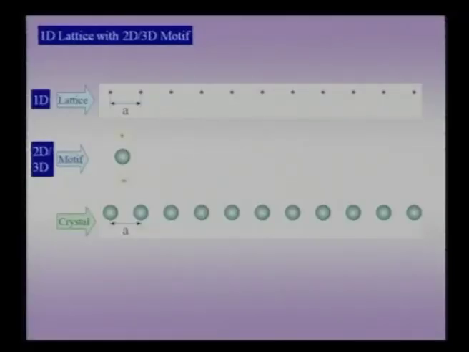An example here was a circle, which could be a two-dimensional motif, or a sphere, which is a three-dimensional motif, which can go on to decorate our lattice with lattice parameter a. So the crystal obtained is shown at the bottom, and truly speaking it is a two-dimensional or a three-dimensional crystal, as the motif is of a higher dimension than the one-dimensional lattice we started off with.